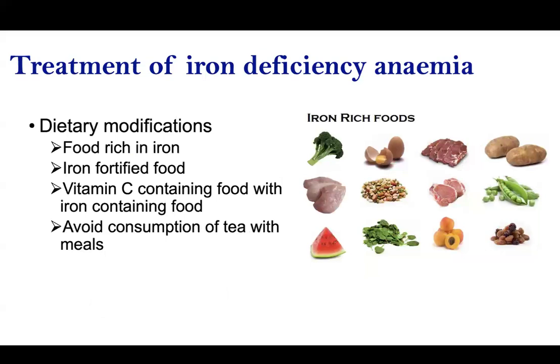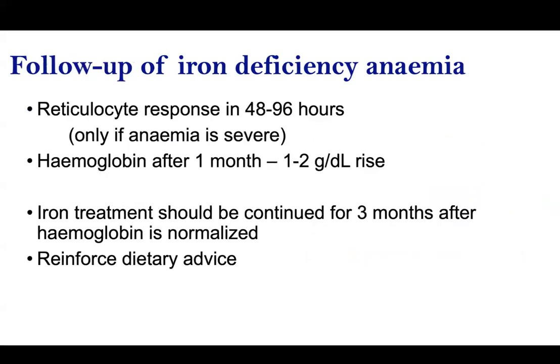The other aspect in the management of iron deficiency anemia is dietary modification. You have to advise on food rich in iron, right? So meat, fish, egg yolk, green vegetables, pulses, those are the iron-rich foods. Taking vitamin C containing food, maybe citrus food, along with iron containing food can always increase the iron absorption, which can be recommended. And avoiding consumption of tea along with meals also is supportive of increasing iron absorption from that meal. So that advice can be given in general practice to anyone who has iron deficiency anemia.